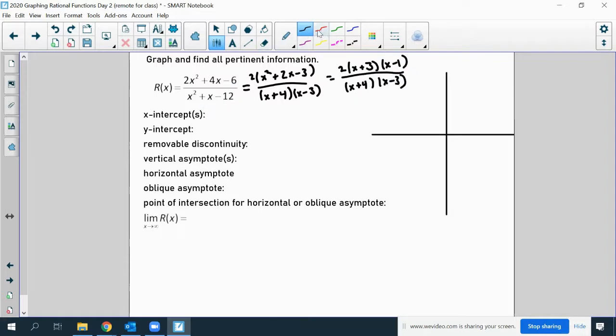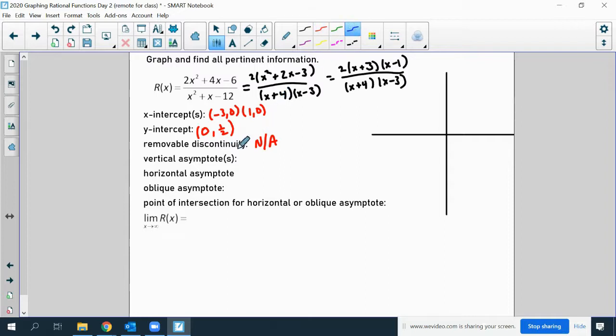So I have enough information to start getting a lot of things. I have no holes, so no removable discontinuities. I have an x-intercept at -3, 0, and 1, 0 from up here. Then a y-intercept if I sub in 0 for all of these x values. In the original version of this, it's pretty easy to see that the y-intercept is 0, 1 half.